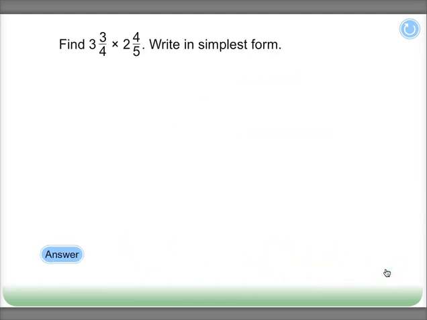Okay, here's your third one for you to do. 3 and 3/4 times 2 and 4/5. Write this down in your journal. Stop the video if you want to do it right now. Let it run if you want it to keep going. It's up to you when you do the problems. You just need to have them done.